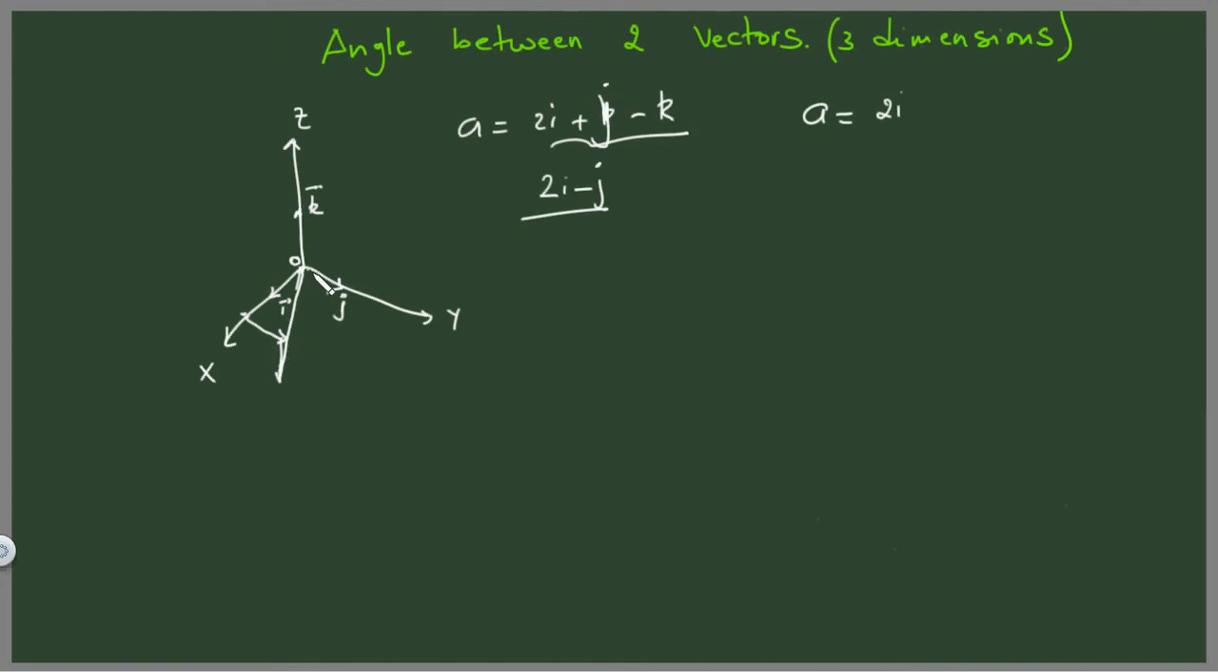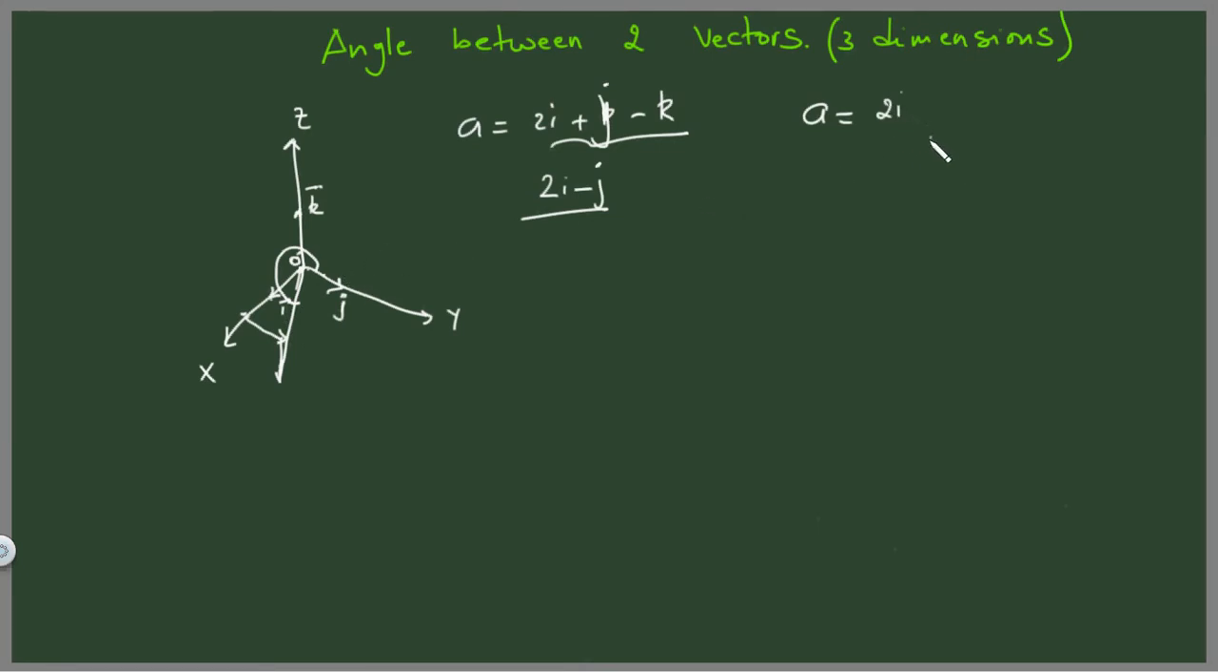So we want to find the angle between these vectors. The angle will be from here to there, and this is the angle. We have one vector, the second one, and the third one, and we want to find the angle between all those vectors, and that's what we're going to do now.